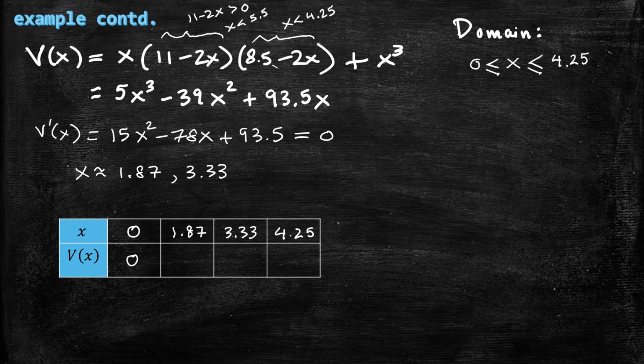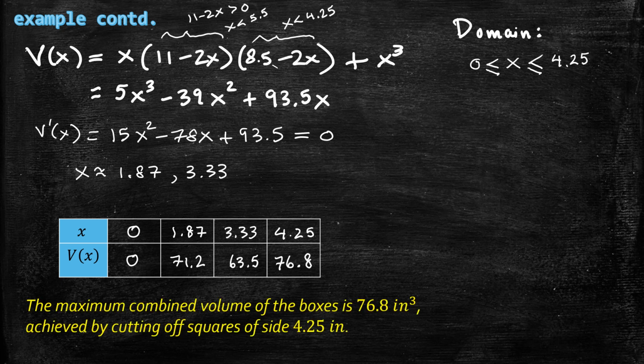If you plug in x equals 0, obviously the volume is 0. At 1.87 for x, you get a volume of 71.2, and at 3.33, 63.5, and so far 71.2 does look like the maximum, the absolute max. So here's the twist: if you plug in 4.25, the combined volume comes out to be 76.8. So what would your conclusion be?